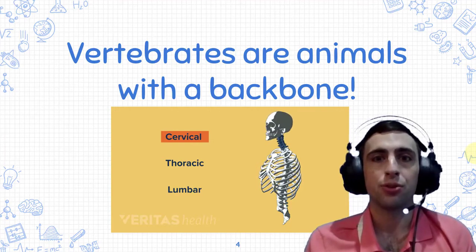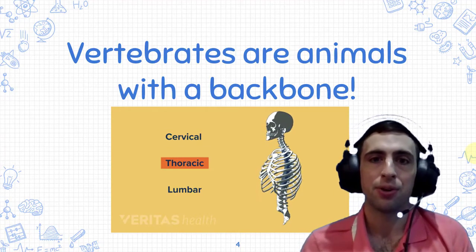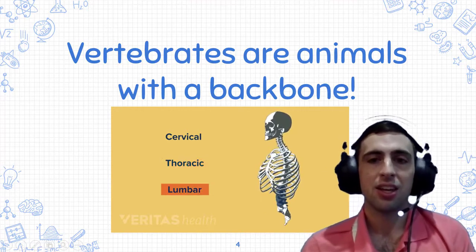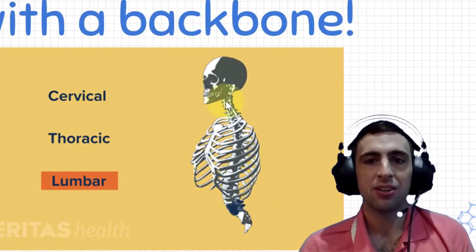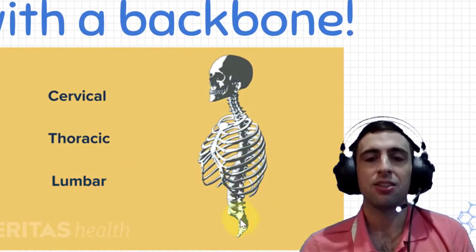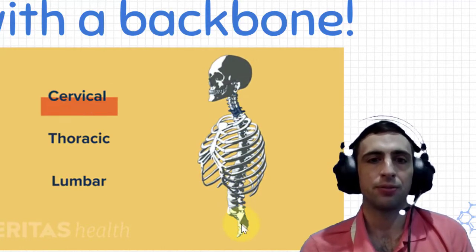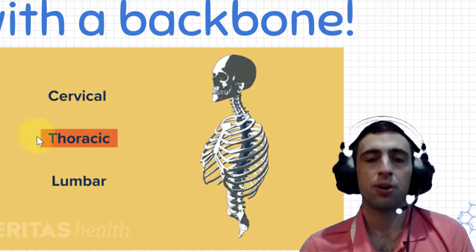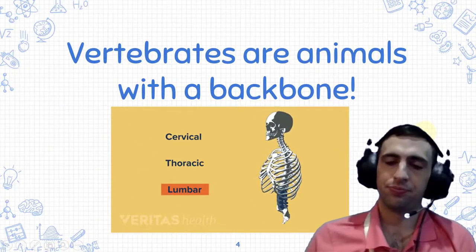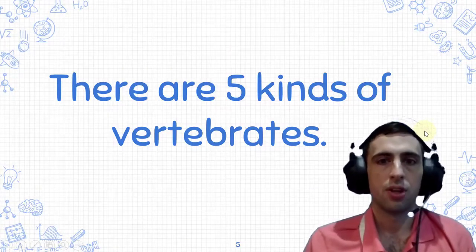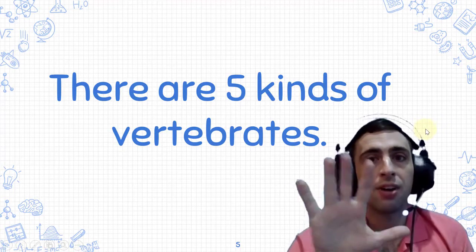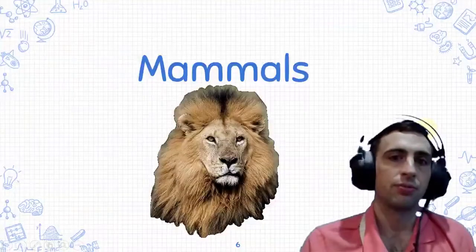Vertebrates are animals with a backbone. And we can see in this picture right here, this is the backbone. And these are the 3 parts of the backbone. There are 5 kinds of vertebrates.